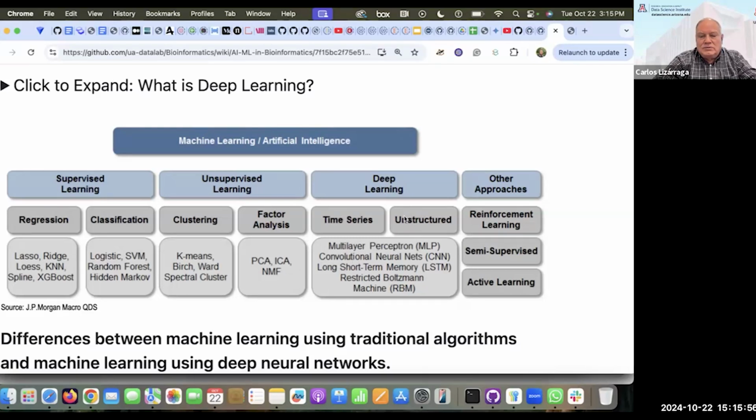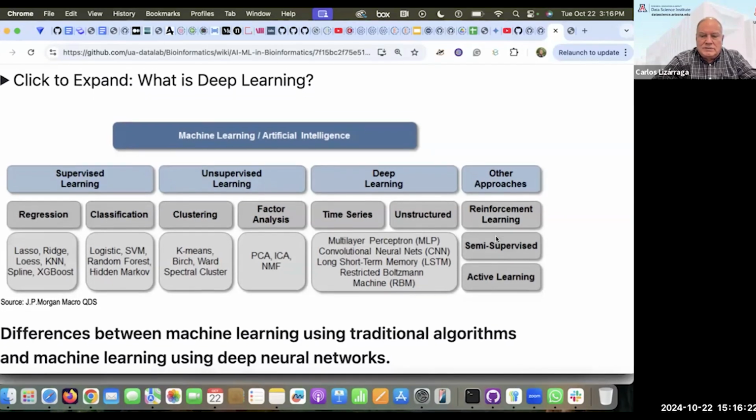And in deep learning, you can analyze unstructured data like language or text. And also you can do time series analysis from different sensors, for example, all the sensor data that you are picking up from a specific device. And there are some other types of learning, but we're not going to address them here.